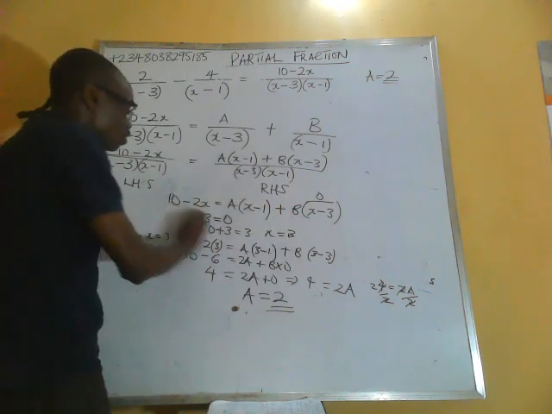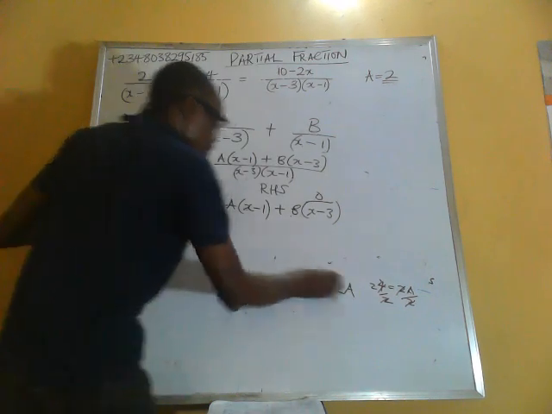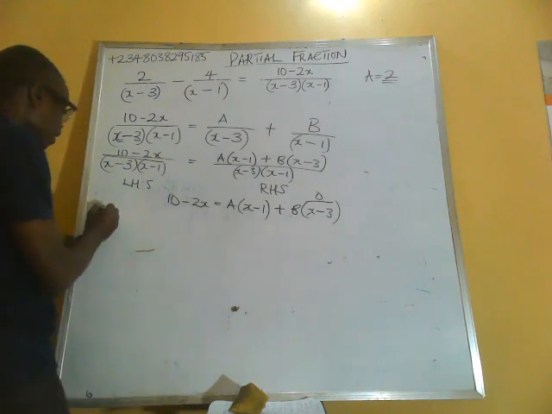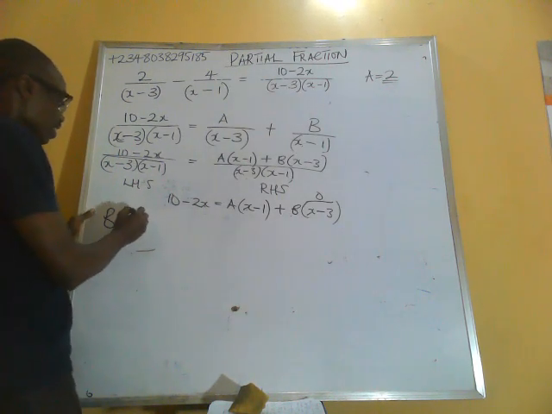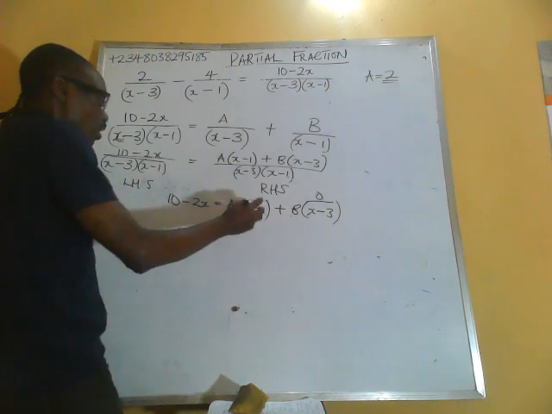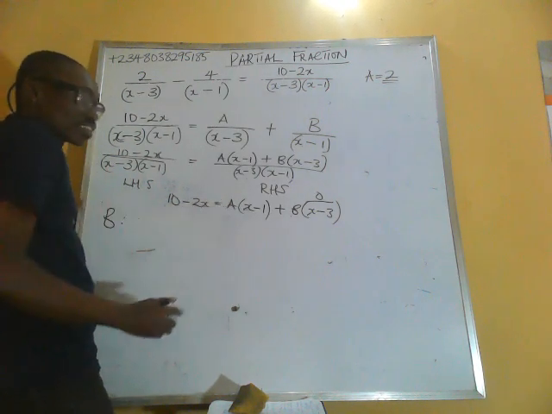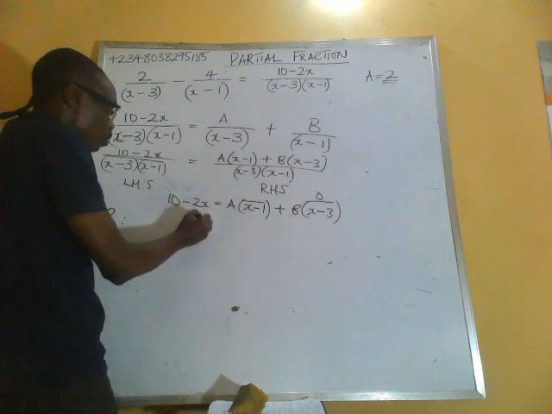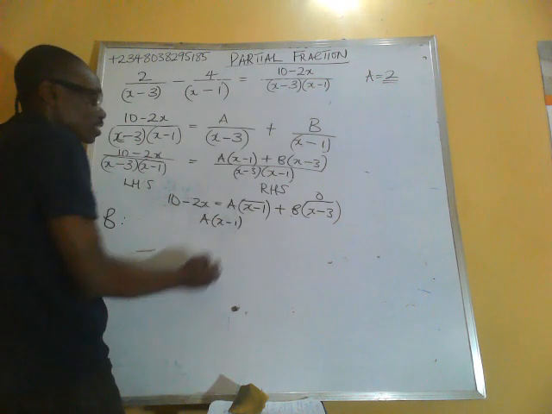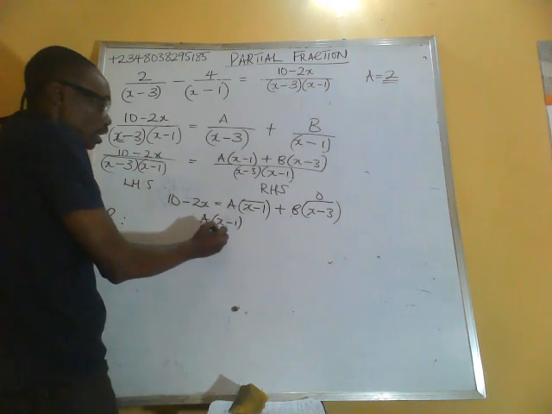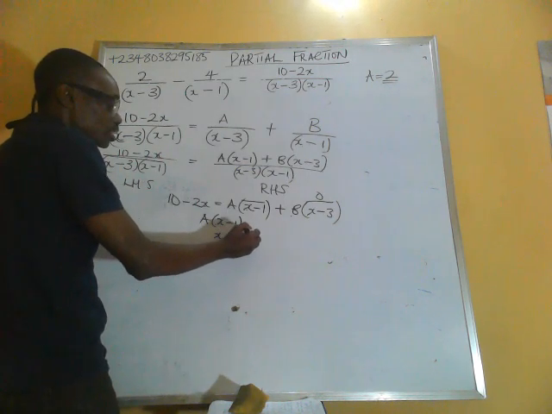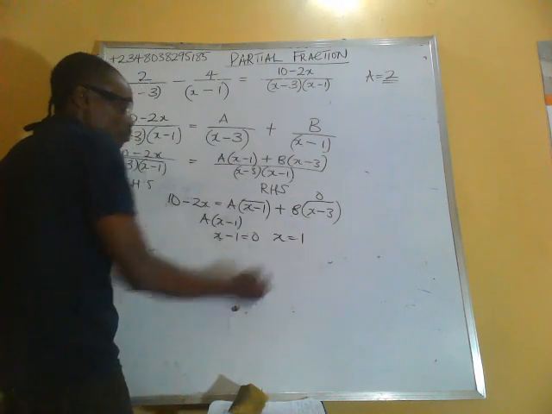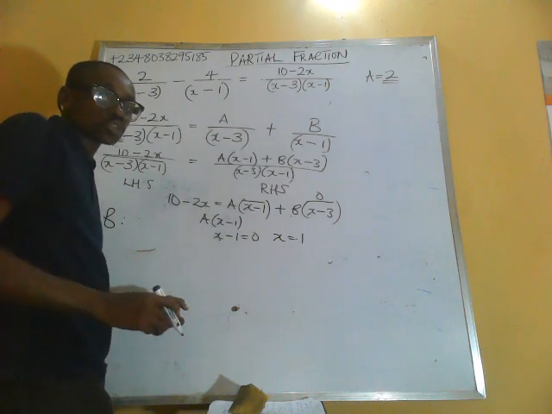So let me rub this off. So for B, what will make A 0? For A to be 0, then this side must be 0. So we have A into x minus 1, and x minus 1 must be 0. That can be possible when we set x minus 1 equal to 0. From here, x is equal to 1. Minus 1 goes to that side, becomes plus 1. So x is equal to 1.